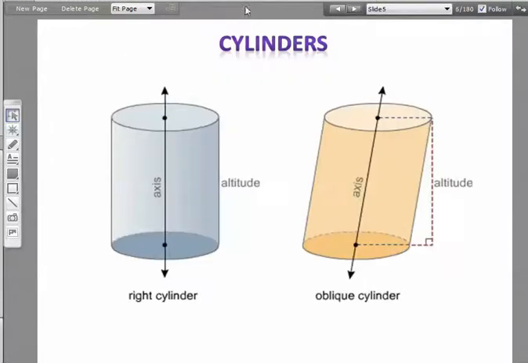Here's a picture of a cylinder and what you're going to be working with. This is a right cylinder. See how the axis is perpendicular to the base right here inside the cylinder. And here's an oblique cylinder. Notice how the axis is slanted, and they've had to draw this extra red line for the altitude, so you will be able to determine what the height of the cylinder is.